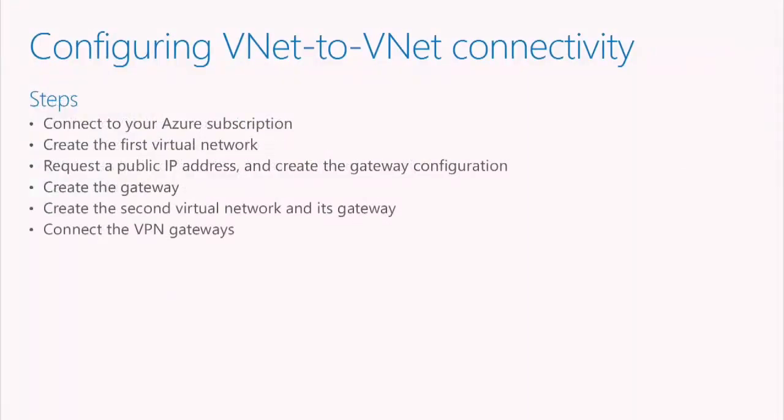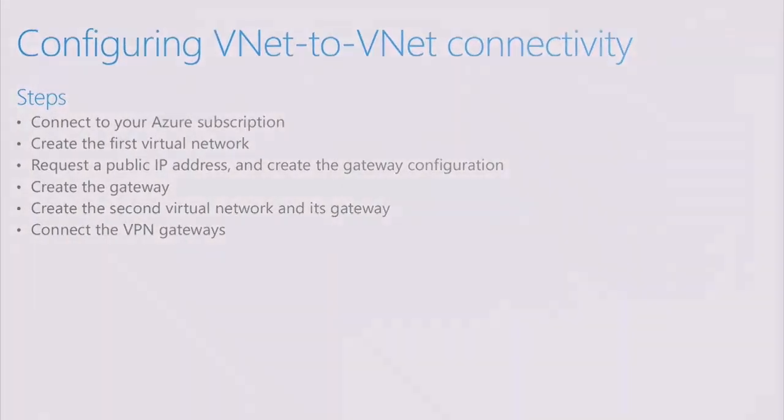So the basic steps: create the virtual networks, get the public IP and gateway configuration, create the gateway, and then repeat the process on the second network, and then connect the two VPN gateways. So it sounds like a fairly straightforward process. It is, and we're going to go ahead and do it.